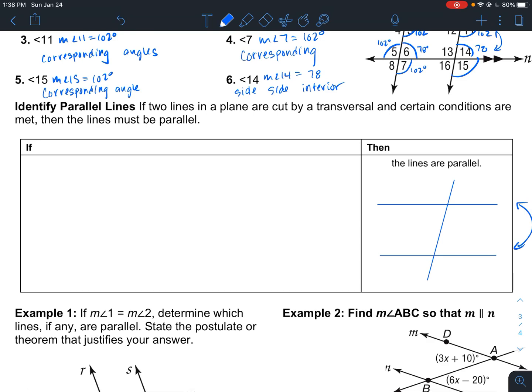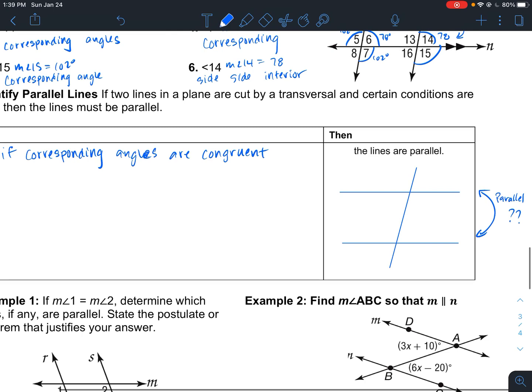Those conditions are: if corresponding angles are congruent. Let's say we know that this angle and this angle, which are corresponding angles, are congruent. If we know that they're congruent, then we know that these two lines are parallel. That works for any pair of corresponding angles.